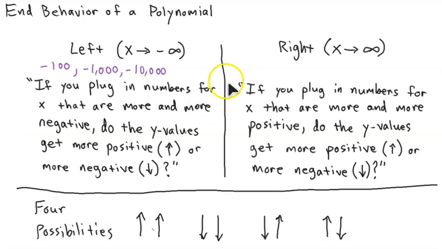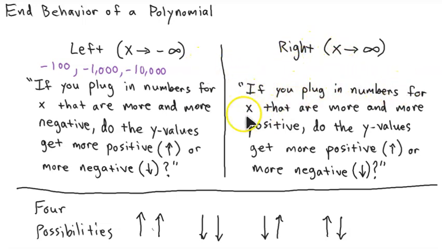If you plug in numbers for x that are more and more negative into the polynomial, do the y values get more positive? Do they get larger and larger and larger? And we use an up arrow for that. Or do they become more negative, just like the x values are becoming more negative? Then we're saying the same thing for the right side.